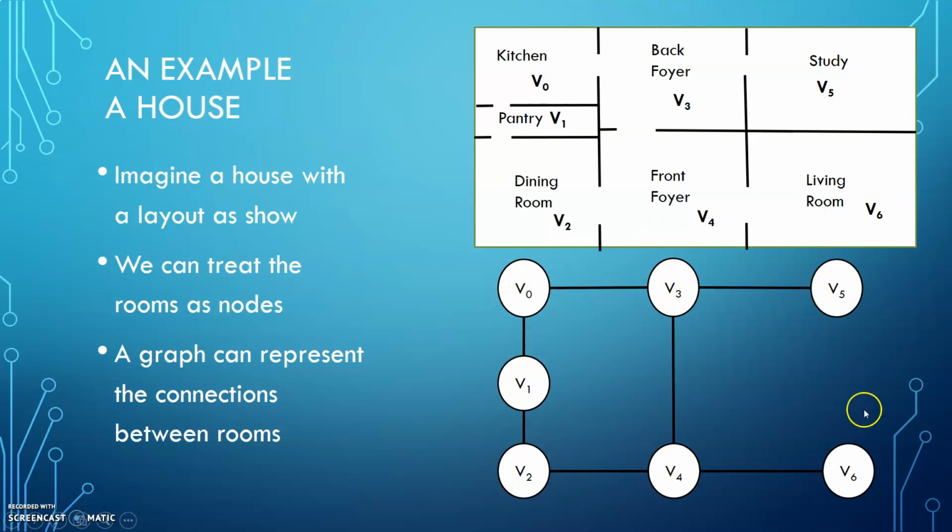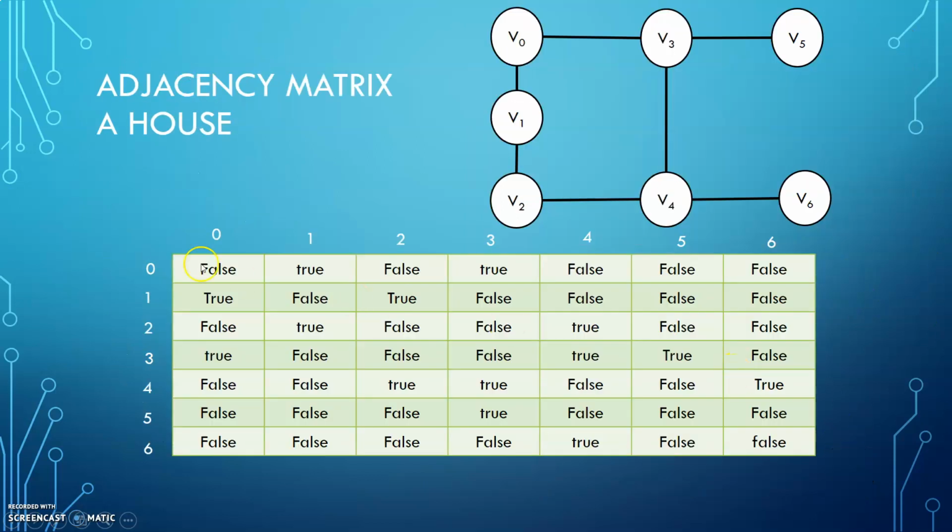So now, taking this graph that we just came up with, I can create from it the adjacency matrix. So here's our two-dimensional array of Booleans. Let me arbitrarily take the dining room here. All that's adjacent from the dining room is vertex 1 and vertex 4. So for vertex 2, here we have vertex 1, here we have vertex 4.